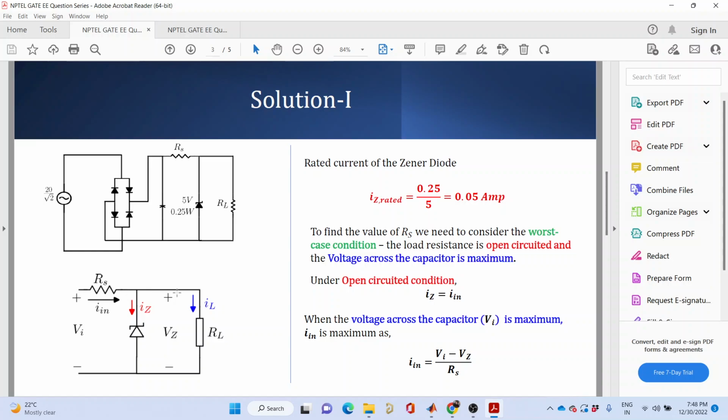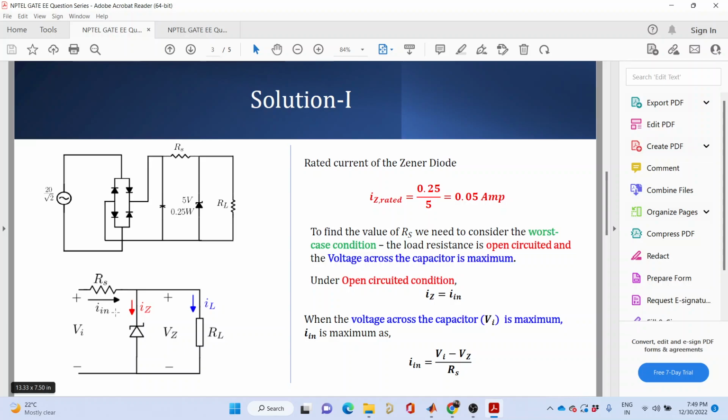Now if I look at this current I in, it is again divided into two parts, Iz and IL. When there is a load connected across these two points, the current I in will be divided into the Zener current Iz and the load current IL. Under lightly loaded condition, that is when RL is very high, or no load condition, that is RL is completely open, the entire current I in will be flowing through this Zener diode, right? Yes, sir. There will be no other path for the current to flow.